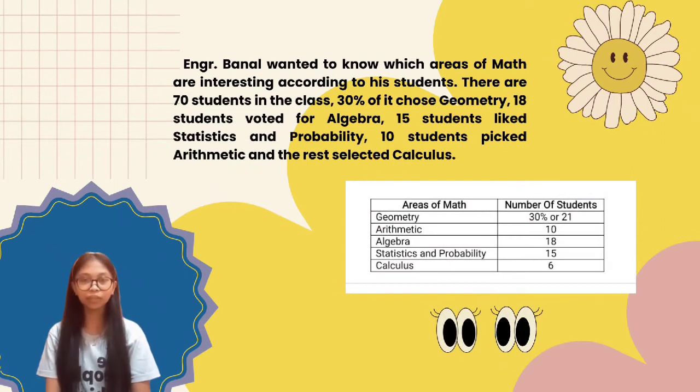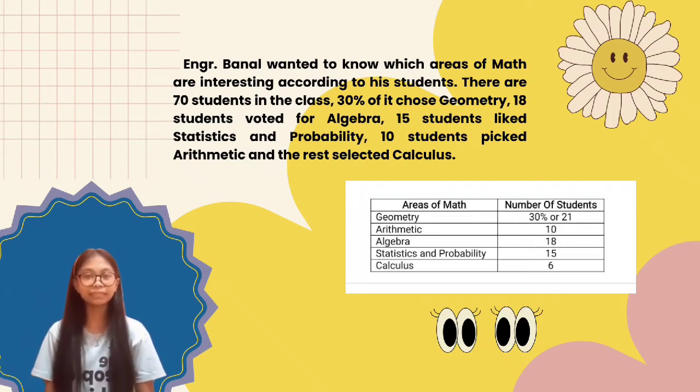Engineer Manal wanted to know which areas of math are interesting according to his students. There are 70 students in the class. 30% of them chose geometry. 18 students voted algebra. 15 students liked statistics and probability. 10 students picked arithmetic and the rest selected calculus.